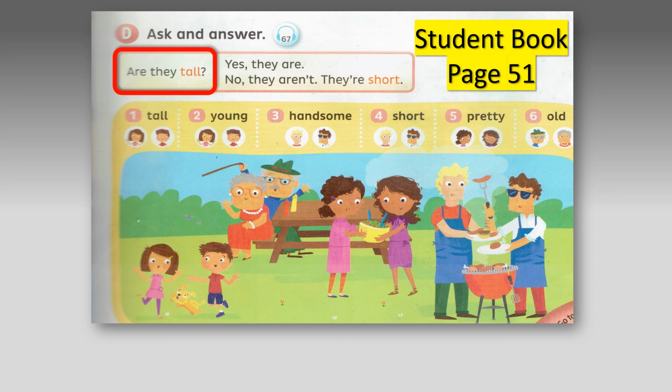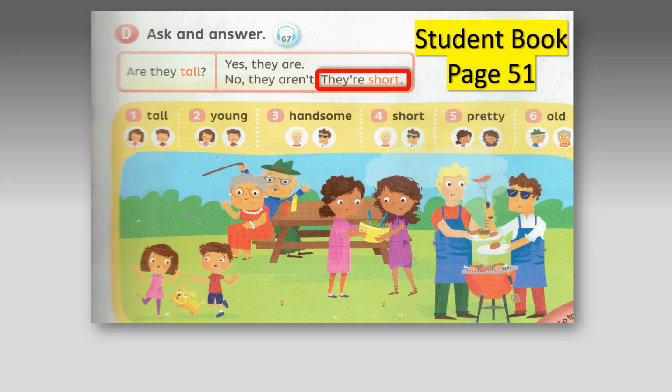So we have our question, are they tall? So question, are they plus adjective. Are they tall? Are they young? Are they handsome? Are they short? And just like the question is, the answer is yes or no. Yes, they are. No, they aren't. Question are, answer are. Question they, answer they.